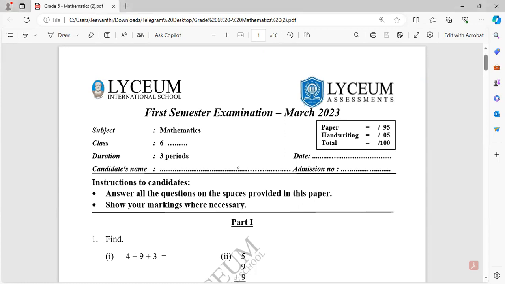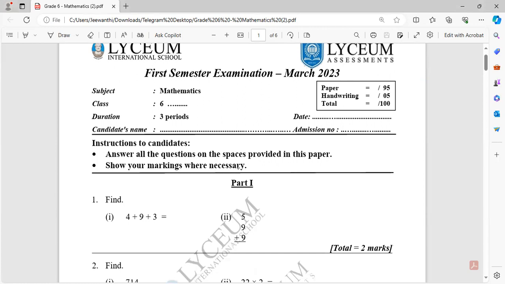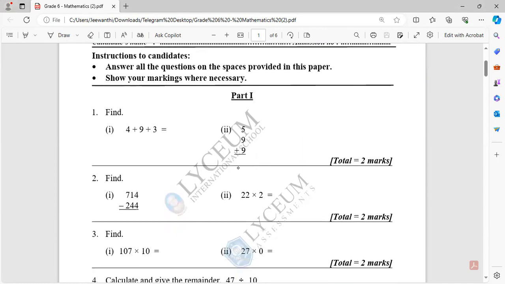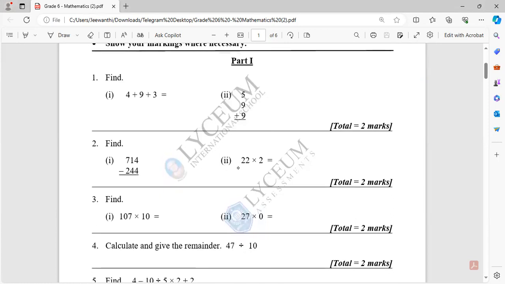Okay. So the next thing, we want to look at the instructions, and you want to answer all the questions in the spaces provided in this paper, and you want to show your workings where necessary. So the first question, part 1, the first page, is very easy. It is based on your previous grades' knowledge; you can't find anything from grade 6 here, these are things you have done in your previous grade.